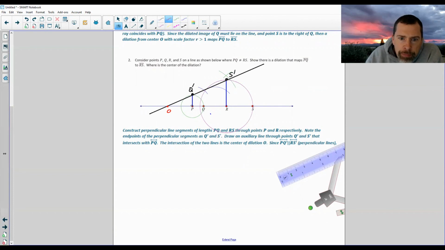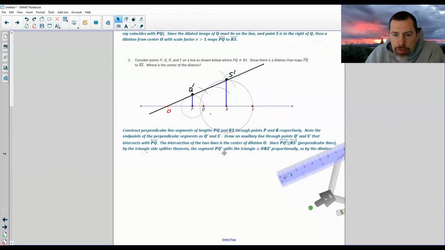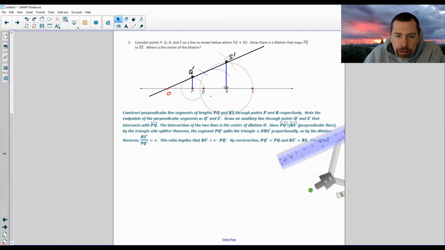Since line PQ prime is parallel to line RS prime. I just did segments, by the way. That should not have arrows here and here. Okay. Since PQ is parallel to RS, perpendicular lines, by the triangle side splitter theorem, the segment PQ prime splits the triangle OR, or RS prime, proportionally. So by the dilation theorem, the length of RS prime divided by PQ prime equals R, the dilation R. This ratio implies that RS prime equals R times PQ prime. By construction, PQ prime equals PQ, because we constructed it using these circles.